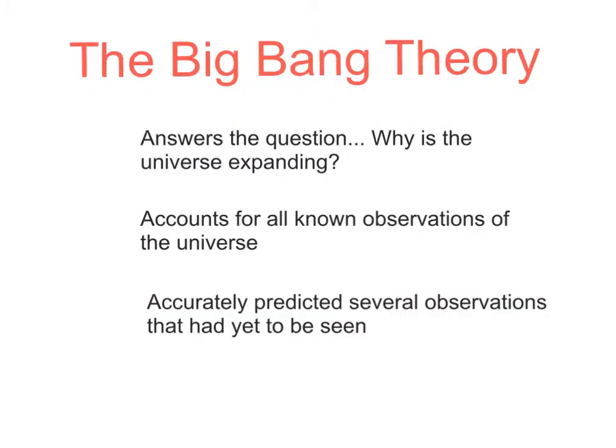So the Big Bang theory does three things. It answers the question, why is the universe expanding? That's the whole point of theories, that they answer questions of why. And it accounts for all the known observations of the universe. And there's a lot of them, and some of them are pretty complicated observations that for beginning students like you guys would be hard to explain. They're hard sometimes for me to understand because I don't even have enough science background. But I'll introduce you to a few of those observations in a second. And the other thing that the Big Bang theory has done is that it has accurately predicted several observations that had not yet been seen back when the theory was first proposed. That's a big one. And I tried to get you guys to do that with your black boxes.